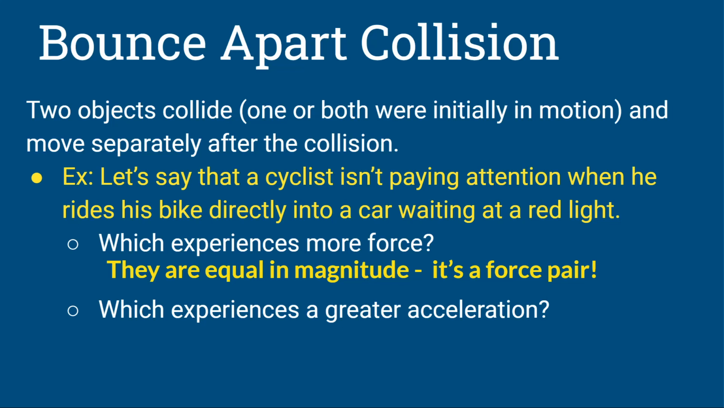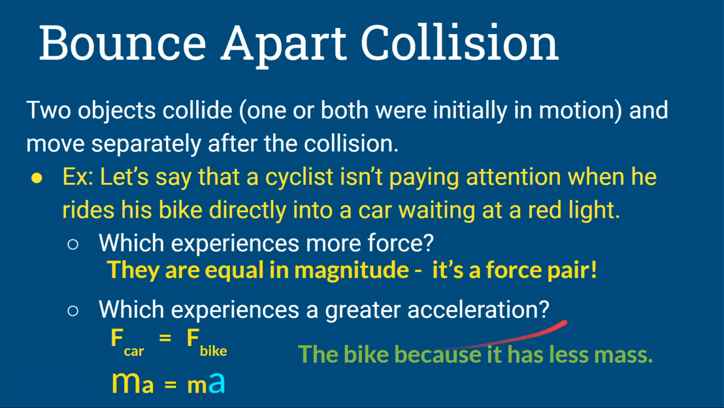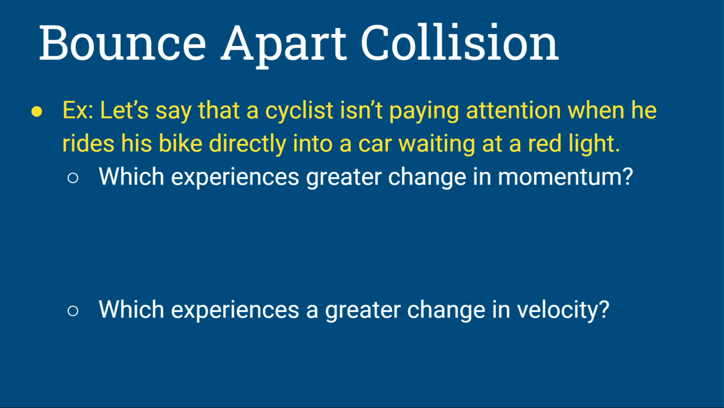If the forces are equal, that means that the mass times acceleration of the car equals the mass times acceleration of the bike, but the car has a very large mass. The bike, on the other hand, has a much smaller mass, and therefore the bike has a greater acceleration because it has less mass. Whichever object, and I said this before with the bug in the car, whichever object has less mass will experience greater acceleration. We're going through the same questions we did with the bug.